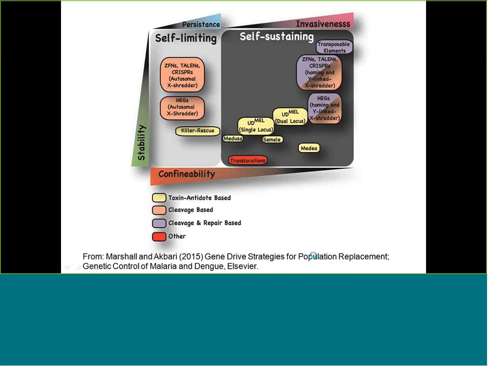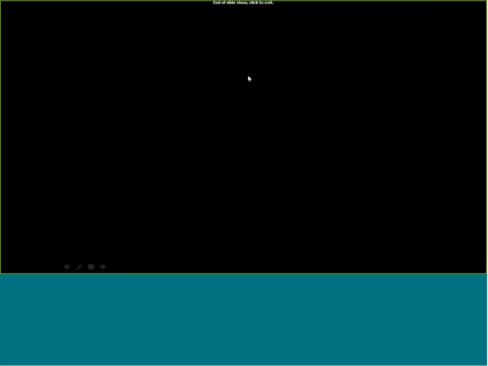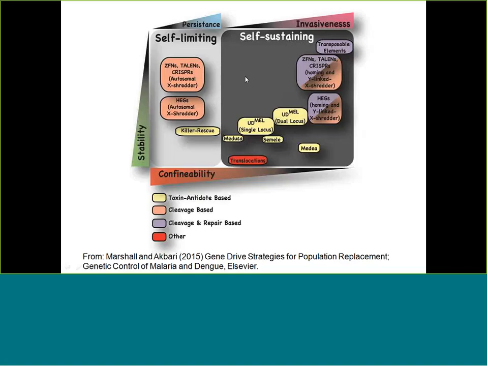And I'll just finish this with a nice graphic from a new chapter. This is from a book on genetic control in malaria that I've edited. This chapter comes from John Marshall and Omar Akbari, where they plotted what these different parameters are. So the most invasive, the least confinable, and the least stable are your transposable elements and your CRISPR-based gene drive systems.